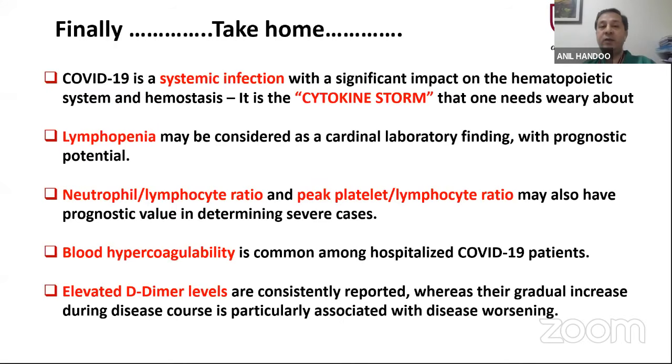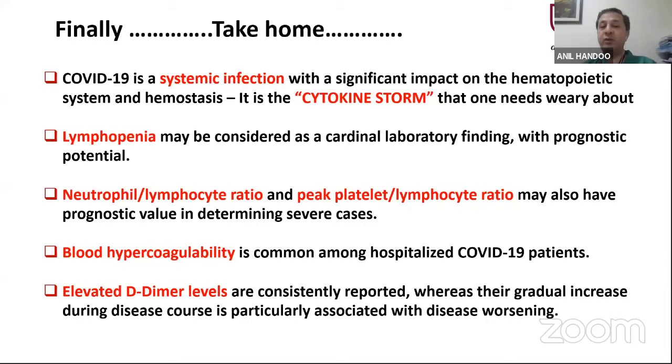So finally, a take-home message. The take-home message is, if you look at COVID-19, it's a systemic infection with impact on hematological system and hemostasis. One needs to be wary of the cytokine storm, and that's where we need to be very clear as to how we'll be able to pick them up. Lymphopenia is one of the most important cardinal laboratory findings in hematology and has a huge prognostic potential. I had shown you the graphic data where we saw that if it becomes stable and then increases back to normal, then it's likely that the patient will recover.